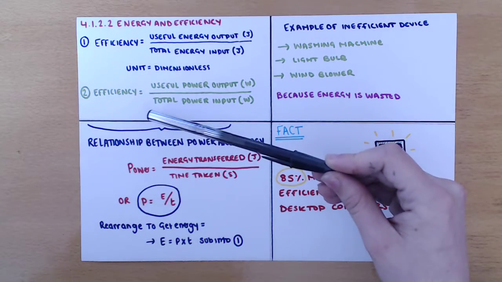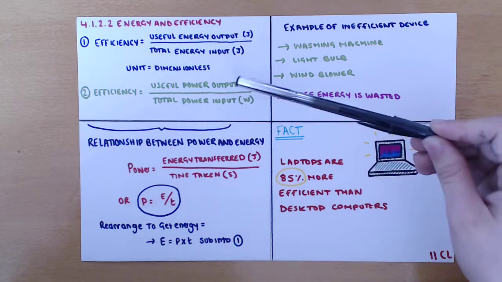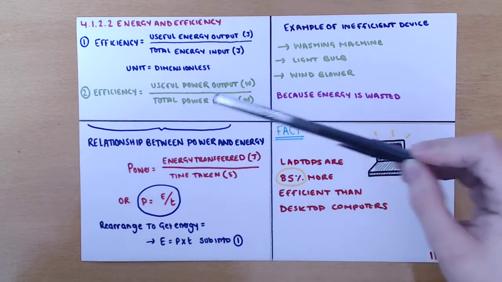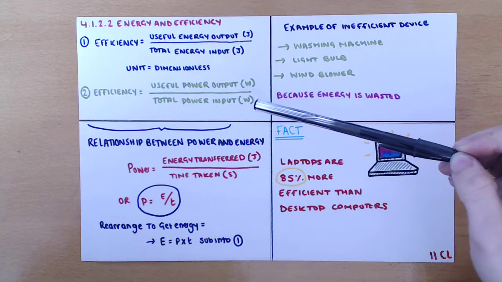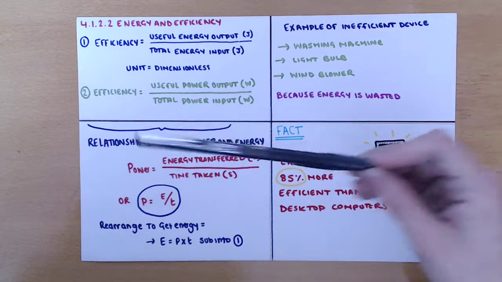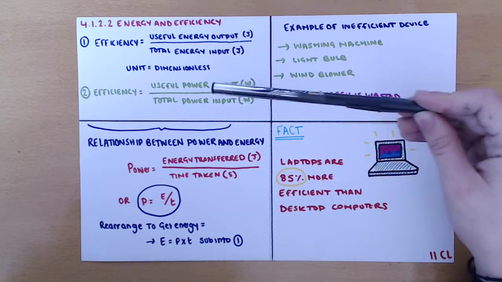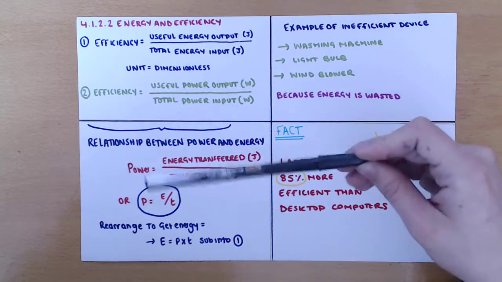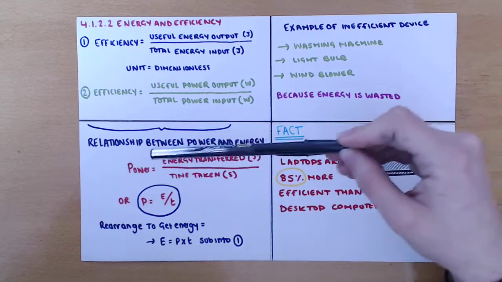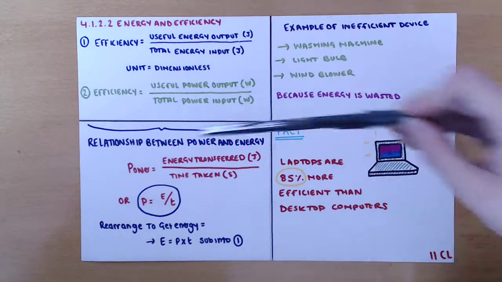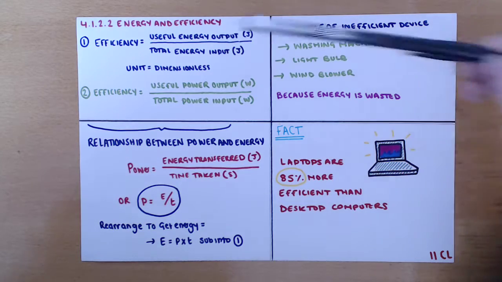Another equation for efficiency is that the useful power output in watts, remember power is in watts, divided by the total power input, again in watts, is the efficiency. So this is the same thing as here, but instead of energy, we have power. And I want to show you the relationship between power and energy, and where this equation comes from using this one here.